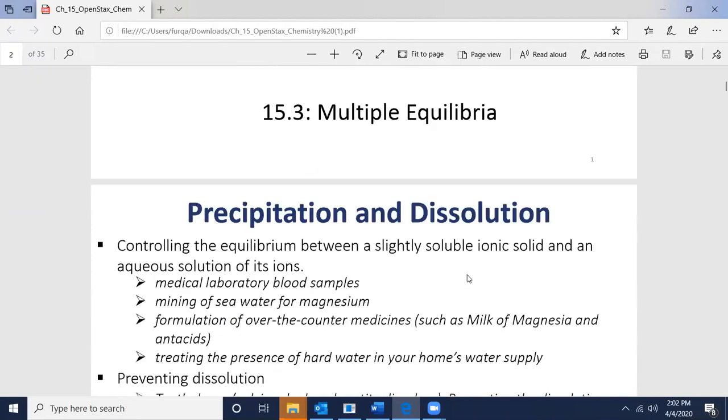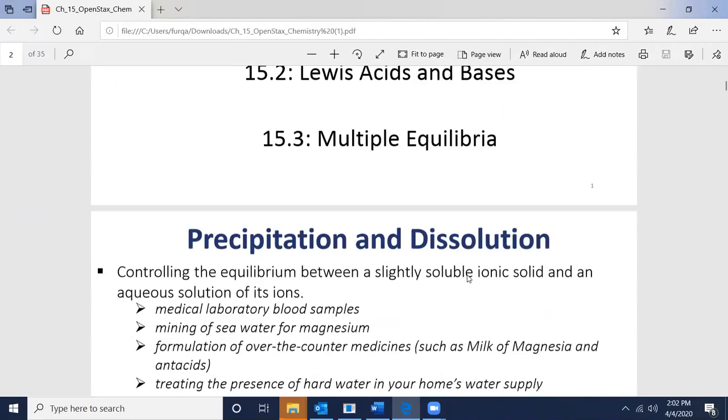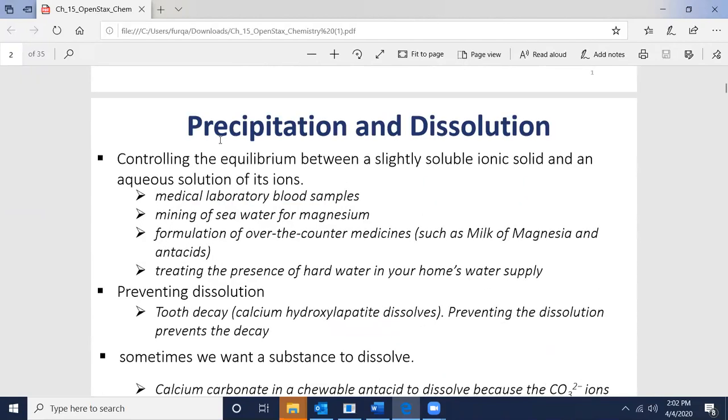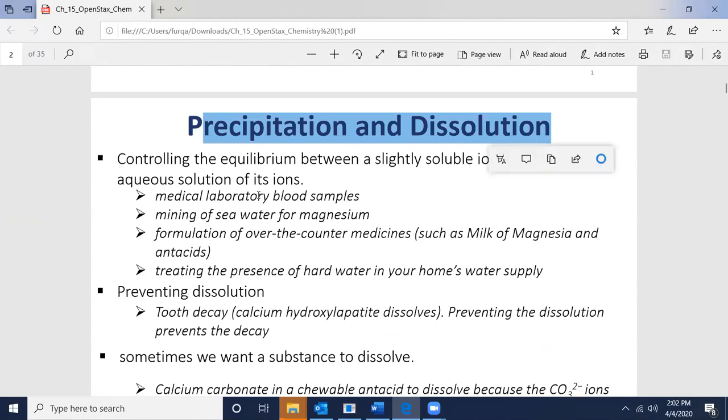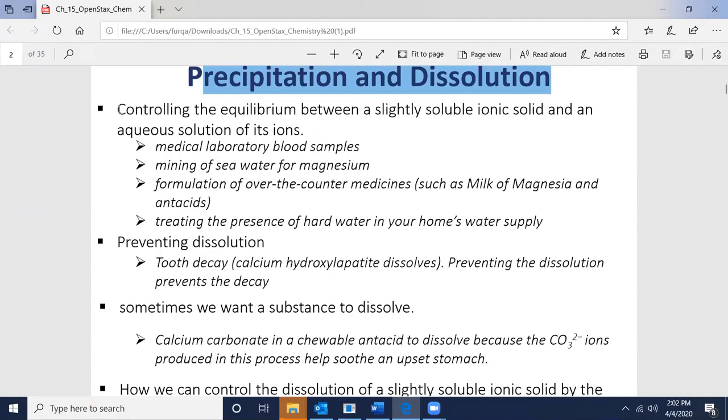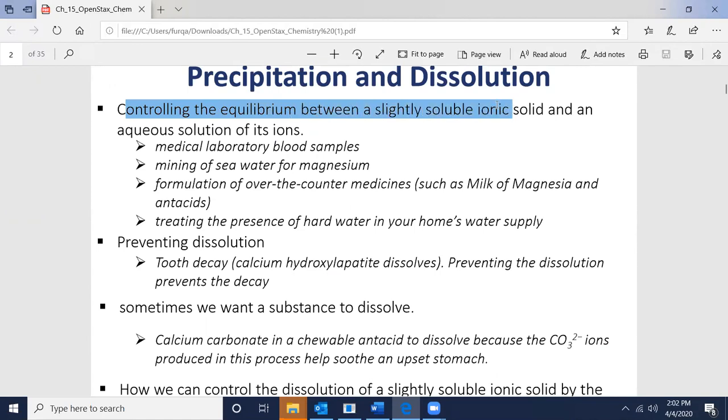And we see how multiple equilibria are going to be achieved in chemical reactions. Precipitation and dissolution, there's a lot more detail given to you. What are the applications? Okay, this is about controlling the equilibrium between a slightly soluble ionic solid and an aqueous solution of its ions. We can control equilibrium by changing the concentration. You already know about Le Chatelier's principle, so we know we can control things.